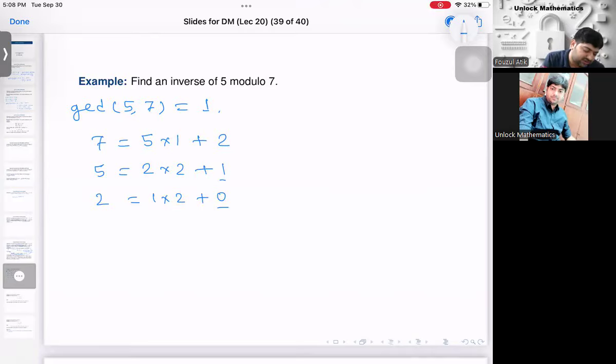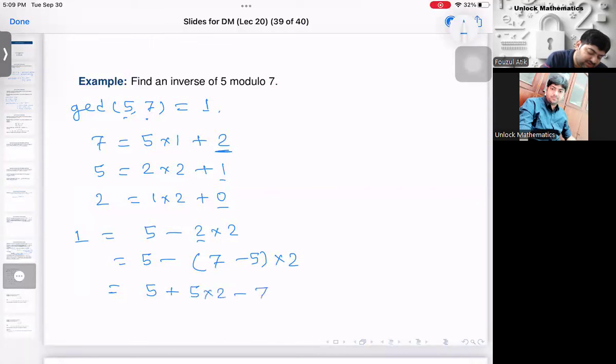So 1 is equal to 5 minus 2 times 2. Then as a linear combination of 5 and 7, I need to replace this 2 by taking the help of the earlier equation. So 5 minus 2 times, the value of 2 is 7 minus 5 times 1. So I will have 5 times 3 plus 7 times minus 2. So we have written the GCD as a linear combination, right?